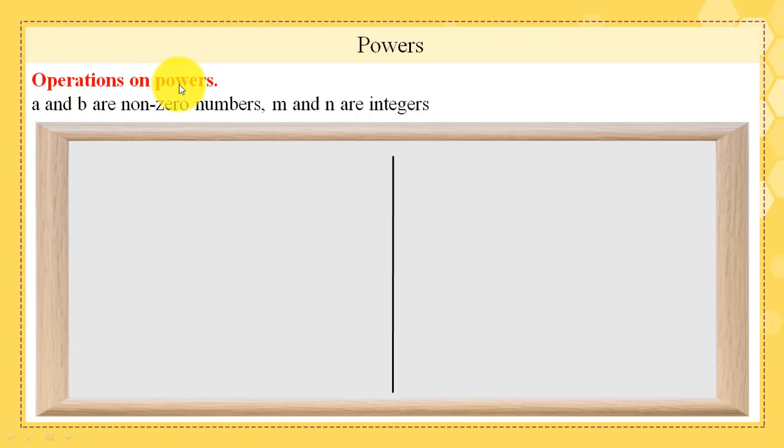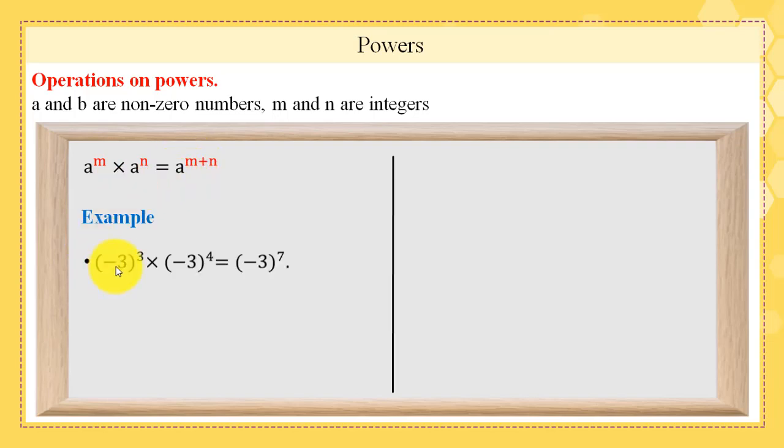Now, operations on powers. A and B are non-zero numbers, M and N are integers. These are the properties of powers. First property, A power M times A power N equals A power M plus N. We have the same number but different powers, and the operation is times, so we add the powers.